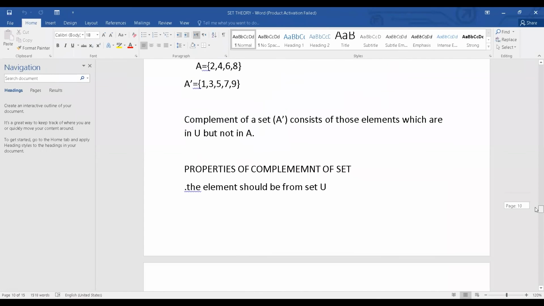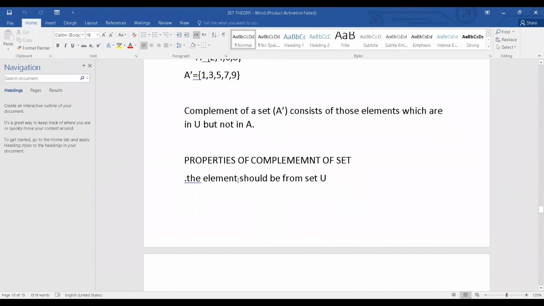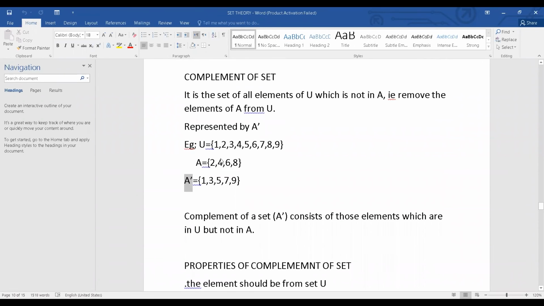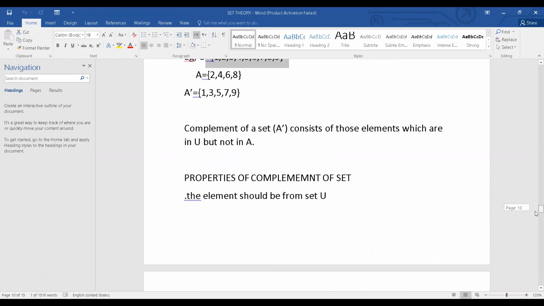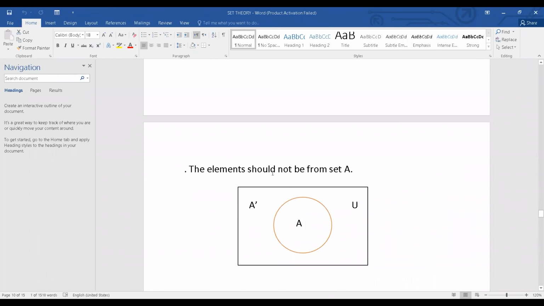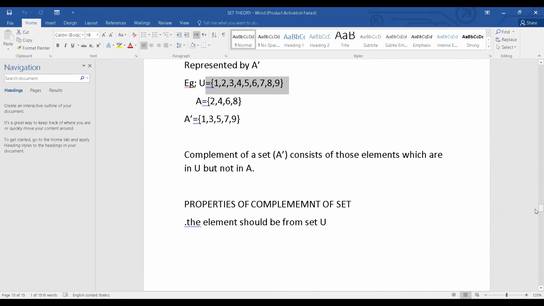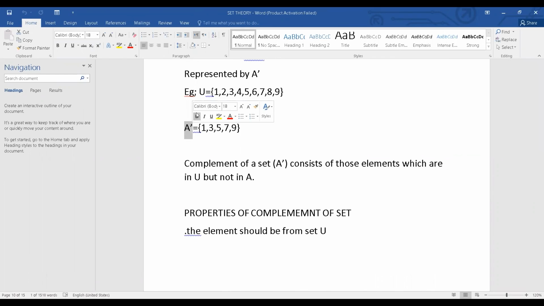Now, properties of the complement of a set. The elements should be from set U, as we said. If we take the complement of A, the elements should be from the set U. We can't take them from any other set. It should be from the same set itself. And the elements should not be from set A. The complement of A should not contain elements from set A. They're different, they're not the same elements, because they shouldn't be the same elements. They should be complemented. These are the two properties.